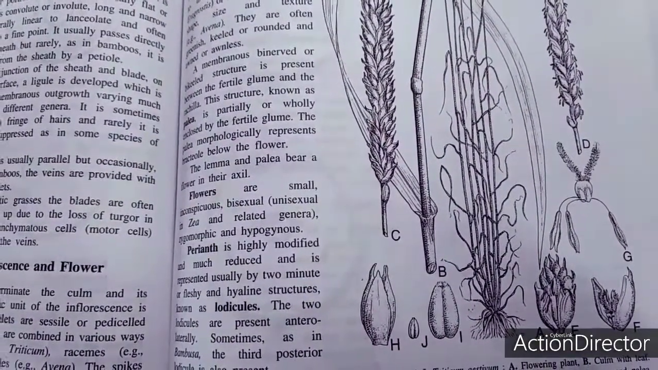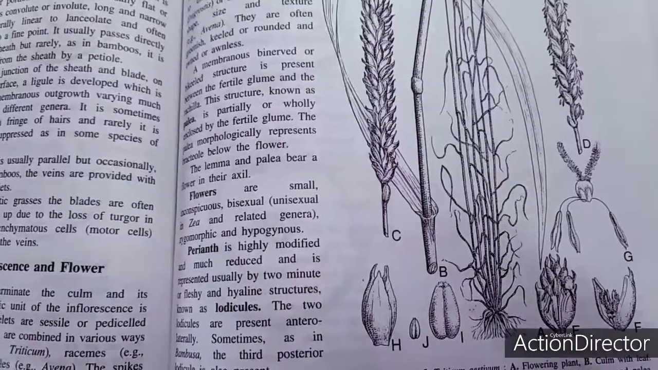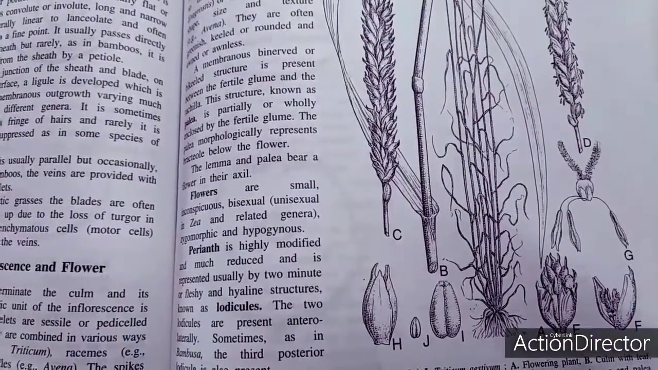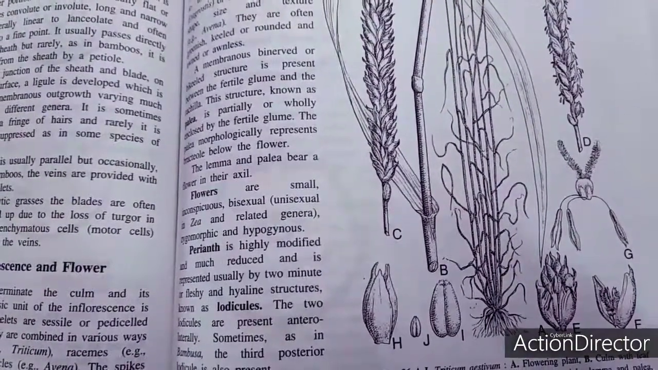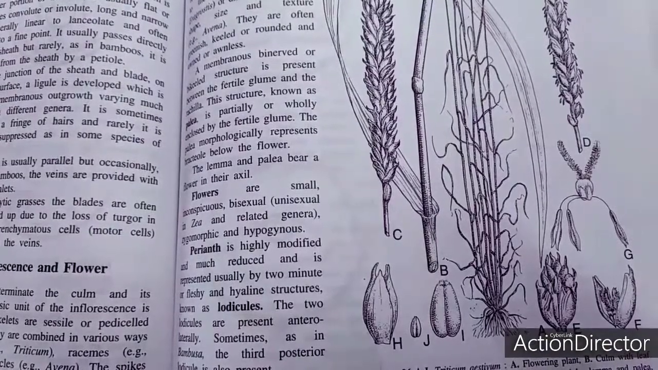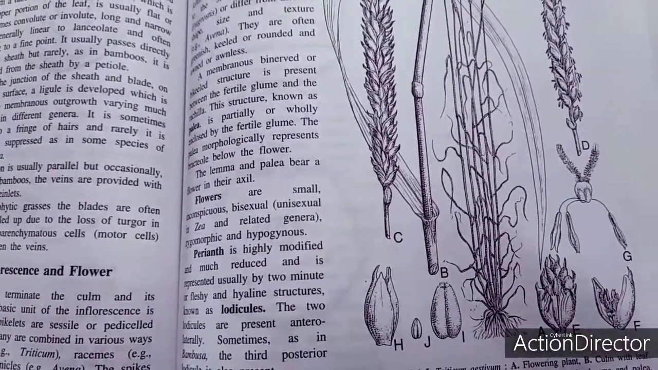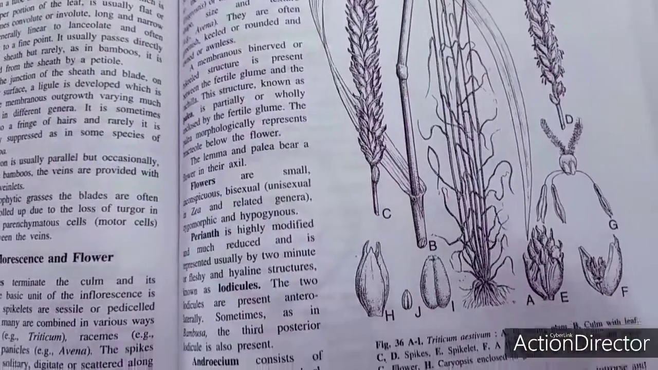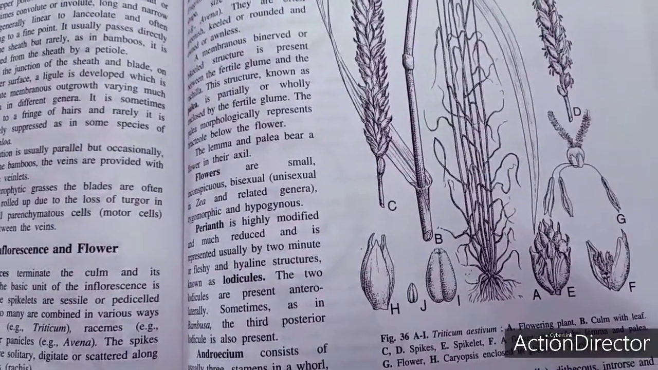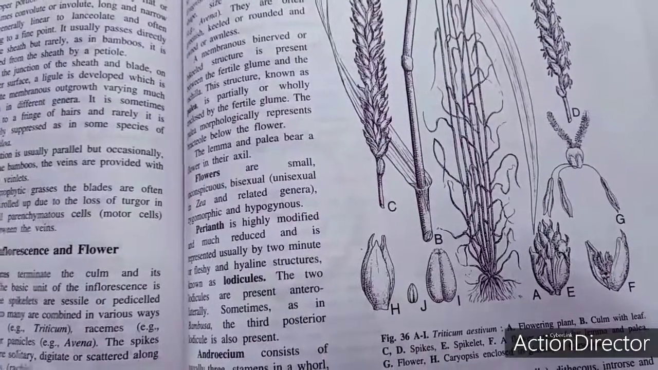The blade, on the upper side of the leaf, is usually flat, sometimes convolute or involute, long and narrow, generally linear to lanceolate, and often tapering to a fine point. It usually continues directly from the sheath, but rarely, as in bamboo, it is separated from the sheath by a petiole.